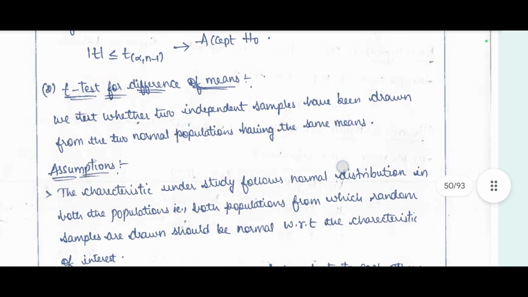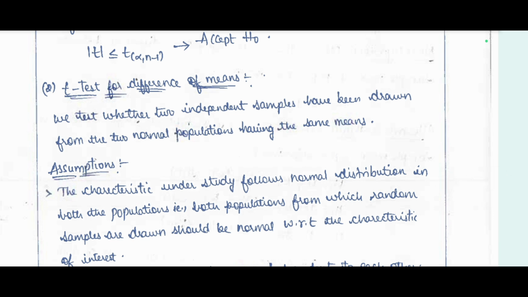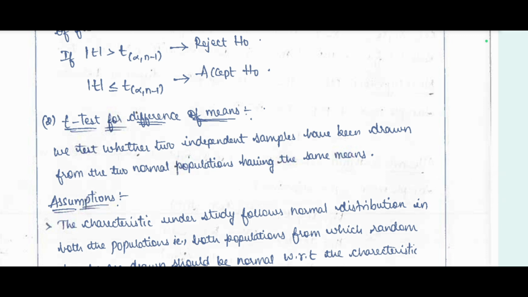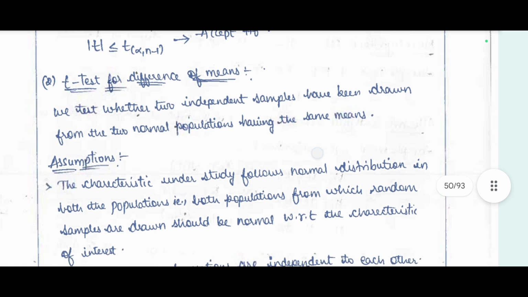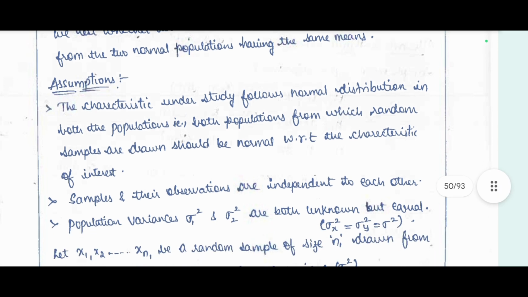This is the procedure. Next, the t-test for difference of means will also be similar. Here we are going to compare two means at a time, one single mean for one sample and another mean for another sample, two means only. Sorry for that. Assumptions: the characteristic under the study follows the normal distribution, and sample observations are simple random and independently drawn.